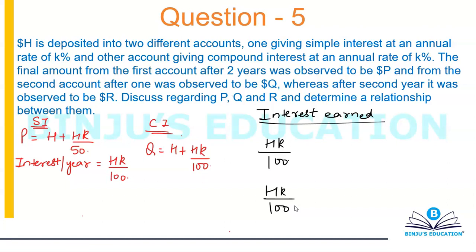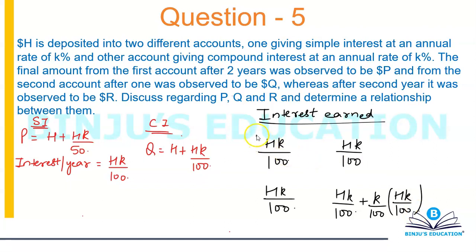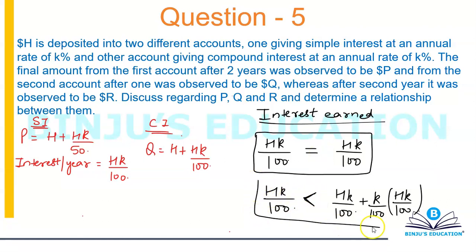But when you talk about compound interest, you will definitely have HK by 100 for the first year, that is the interest on principal. You will also have HK by 100 as the interest for second year. But in case of compound interest, you will also have K% of HK by 100, that is an additional interest, that is interest on first year's interest. So as far as first year is concerned, the simple interest and compound interest are equal. But for second year, the compound interest is greater than simple interest.